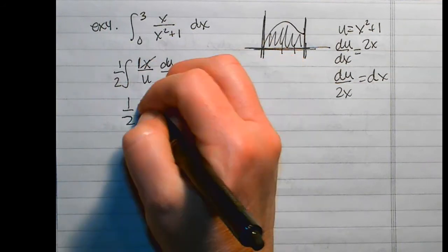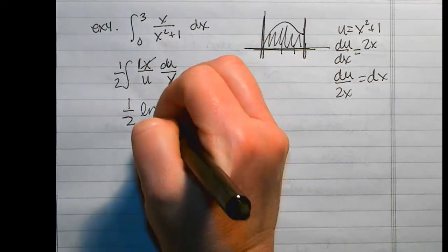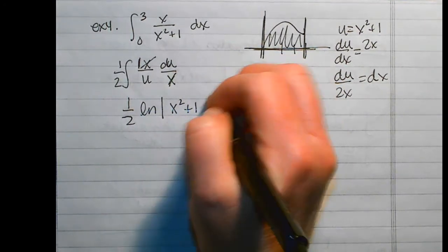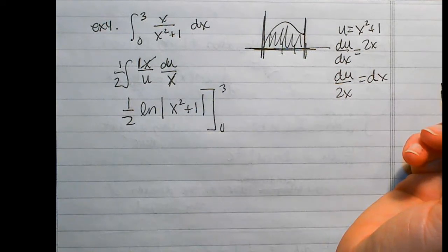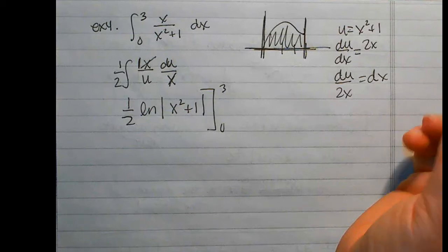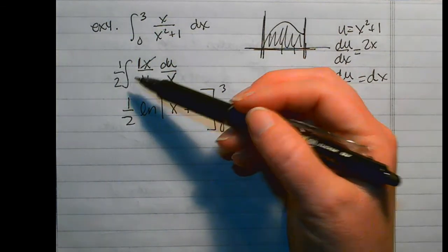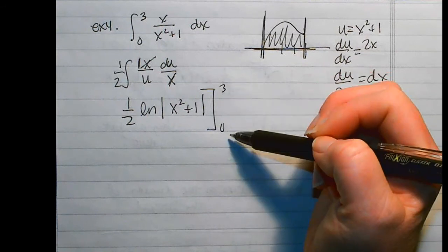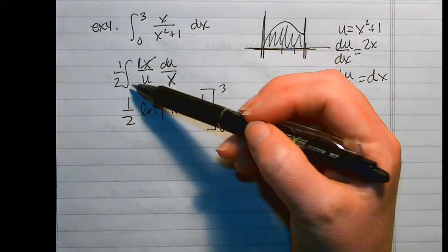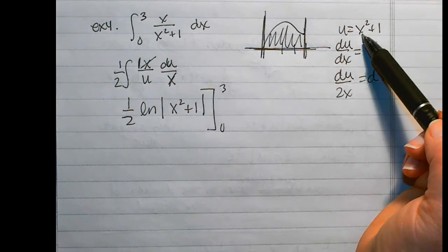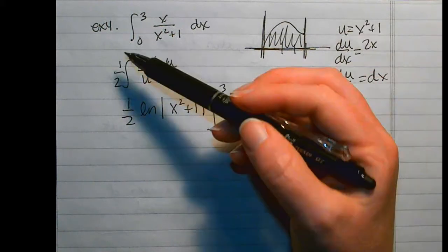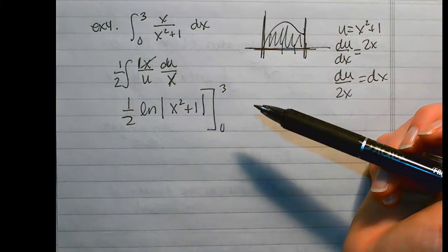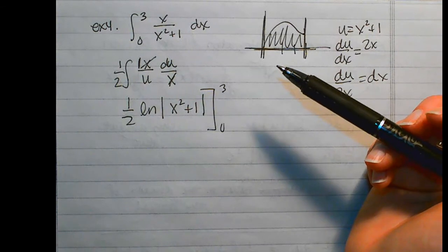The natural log of x squared plus 1 evaluated at 0 to 3. So I sort of cheated by not putting anything here. I put it back in terms of x, and then I put my x's back. If I needed to put the u ones in here, I would say 0 in here is 1, and 3 in here is 10. But then I like to change it back to x, because then I can just do all my math the same way all along.